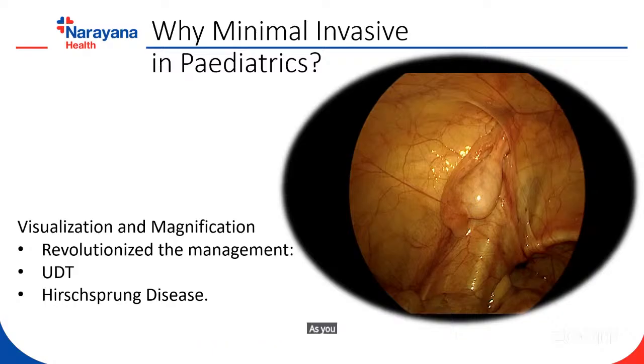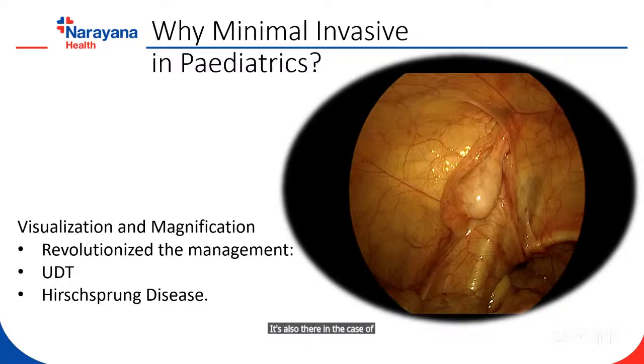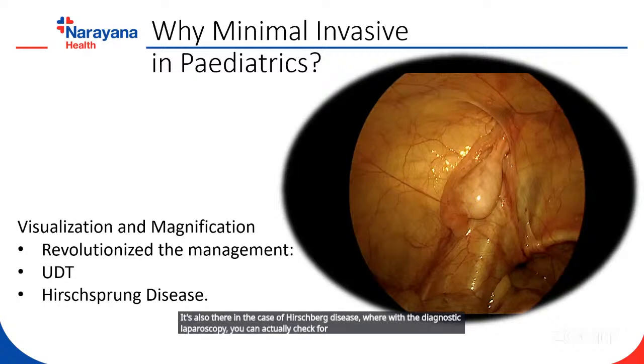As you can see, for non-palpable testes, you just put a scope through, you can find it. It is present just in front of the inguinal canal. You can do a single stage. If it is farther away, you can plan for it and make it a double stage. It's also there in the case of Hirschsprung disease, where with diagnostic laparoscopy, you can actually check for the tapering point of it. And from there, you can either go for multiple biopsies, a colostomy, or a single stage with a frozen section.